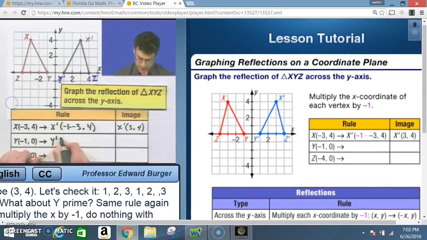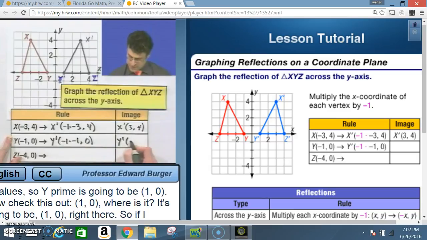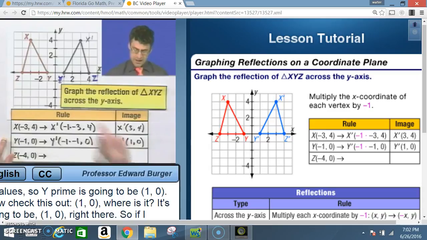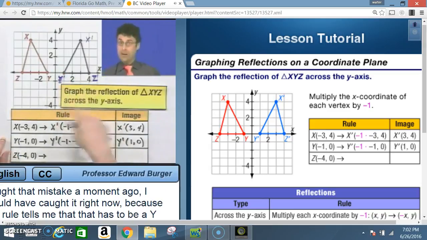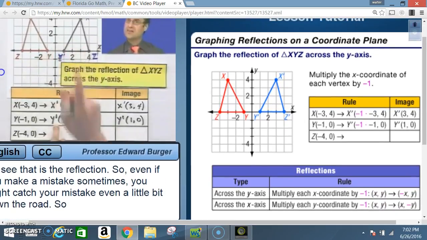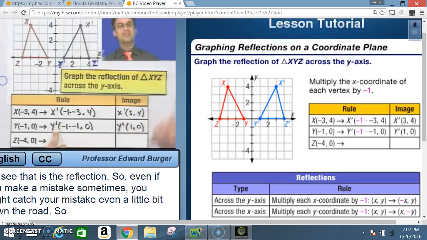What about y prime? Same rule again. I multiply the x by -1, do nothing with respect to the y value, so y prime is going to be 1, 0. Now check this out. 1, 0, where is it? 1, 0 is right there. So if I hadn't caught that mistake a moment ago, I would have caught it right now, because the rule tells me that has to be y prime, and of course we see that is the reflection. So even if you make a mistake sometimes, you might catch it a little bit later down the road. So that's awesome.